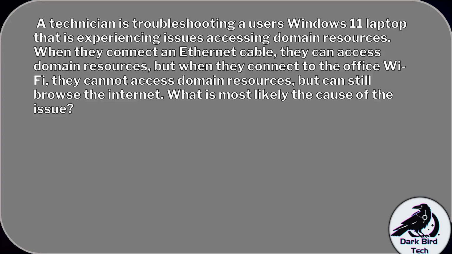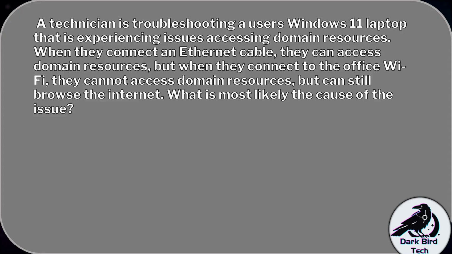A technician is troubleshooting a user's Windows 11 laptop that is experiencing issues accessing domain resources. When they connect an Ethernet cable, they can access domain resources. But when they connect to the office Wi-Fi, they cannot access domain resources, but can still browse the internet. What is most likely the cause of the issue? Now, with such a scenario, I'm pretty sure you've got a couple of ideas stewing in your mind already.